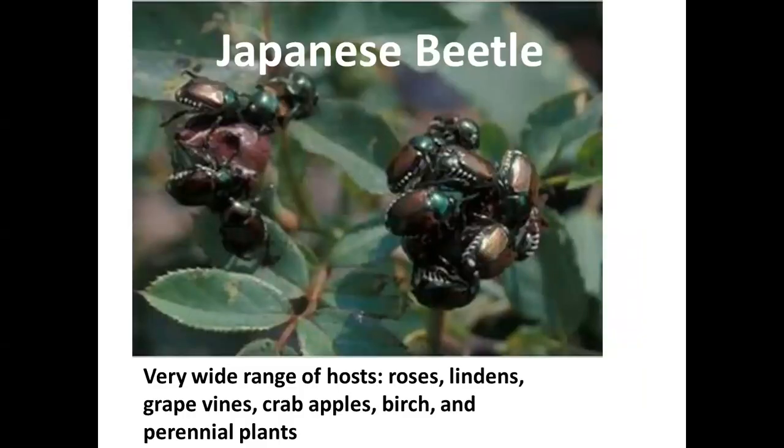So on to Japanese beetle. Japanese beetle, most common chewing insect that we treat. And it's kind of odd. Most insects will just feed on one kind of host, but there's a few generalists, like the tent caterpillar likes to feed on aspen, but you could find it on a lot of different things. Japanese beetle loves roses, lindens, grapevines, crab apples, birch, perennial plants. I've even seen them feeding on tamarack trees, but the ones listed here are the most common hosts by far.